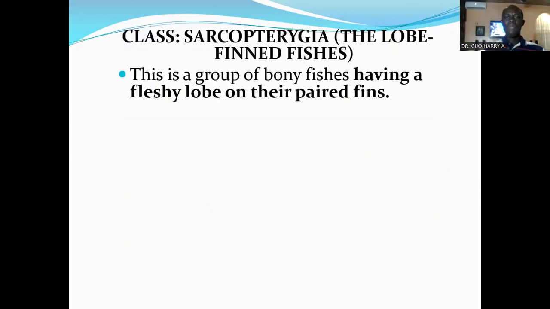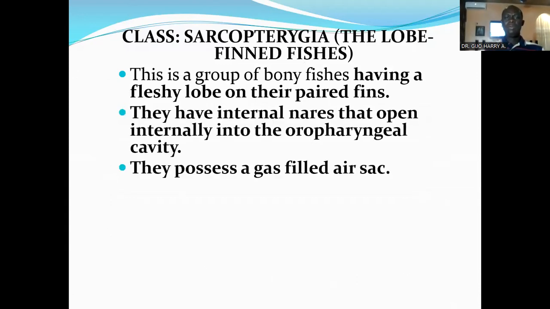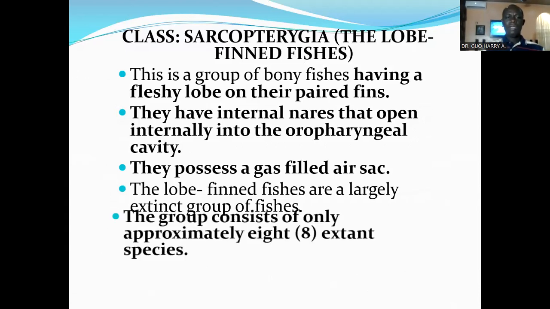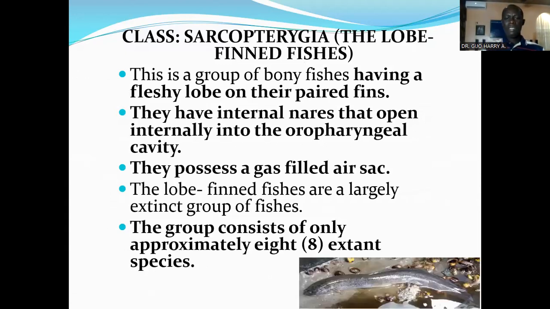Now, I want to look at the class Sarcopterygii. The class Sarcopterygii has the lobe-finned fishes. This is a group of bony fishes having a fleshy lobe on their paired fins. They have internal nares that open internally into the oropharyngeal cavity. They possess a gas-filled air sac. The lobe-finned fishes are a largely extinct group. The group consists of only approximately 8 extant species, including the African lungfish that's displayed on this slide.